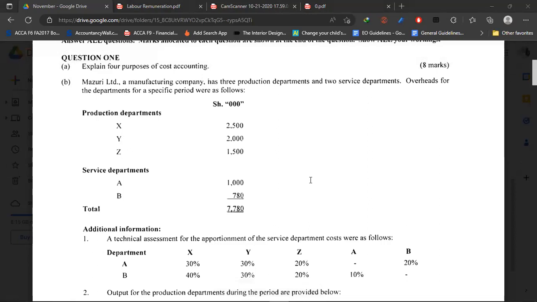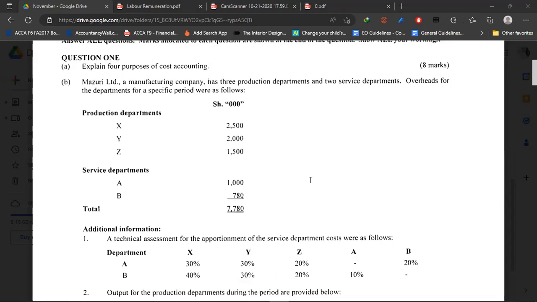Mazuri Limited, a manufacturing company, has 3 production departments and 2 service departments. Overheads for the departments for a specified period were as follows. We have production departments X, Y, and Z with 2,500, 2,000, and 1,500 each. Service departments, we have A and B with 1,780, sorry. Additional information. A technical assessment for the apportionment of the service department costs were as follows.